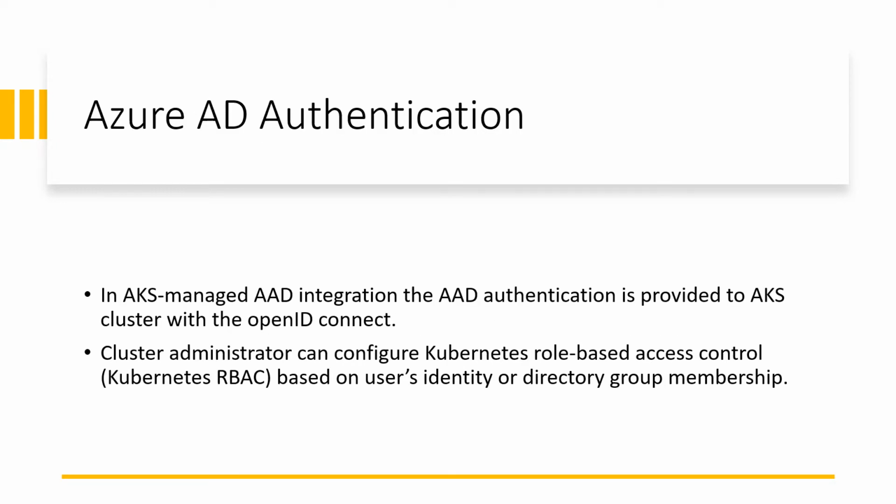The question is, how is the Azure Active Directory authentication done? In AKS managed Active Directory integration, the Azure Active Directory authentication is provided to the AKS Kubernetes cluster with OpenID Connect. Cluster administrators can configure Kubernetes role-based access control, or Kubernetes RBAC, based on a user's identity or directory group membership.